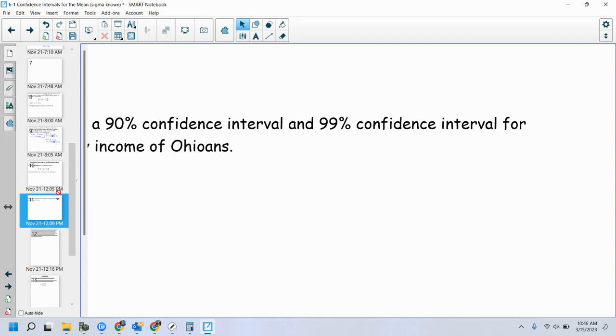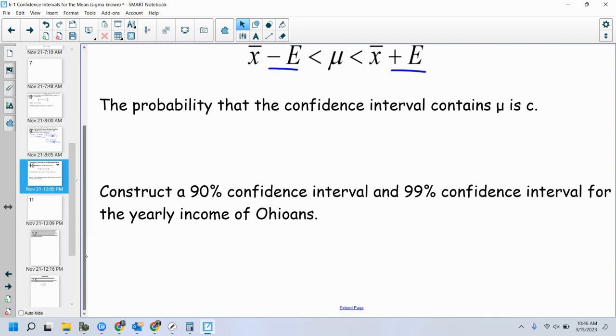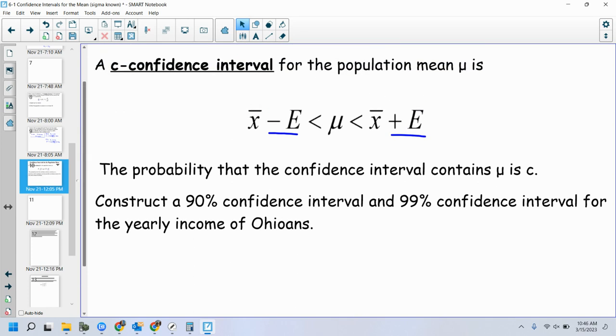So let me just bring this over here. I should condense these slides a little bit. So let's construct, based off of the last problem, a 90% confidence interval and then a 99% confidence interval for the mean. So let's first start with our 90% confidence interval.